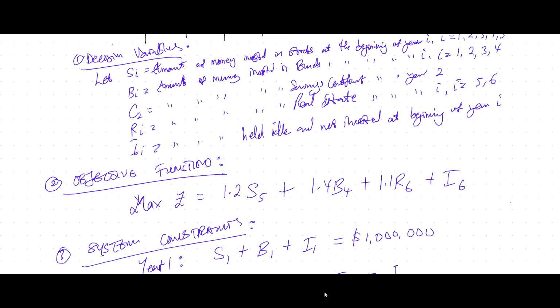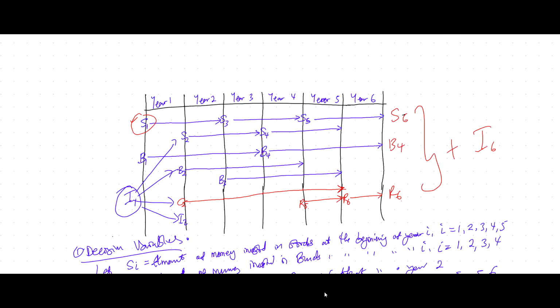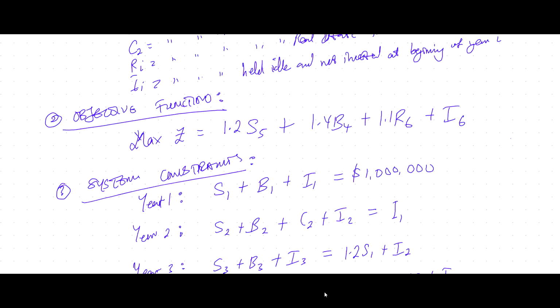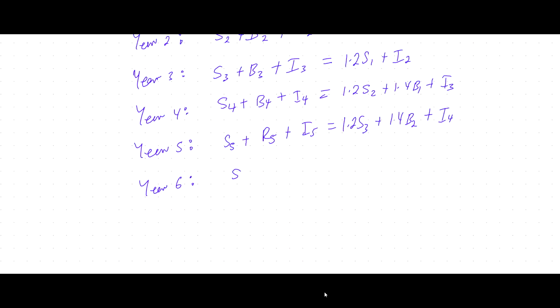Then lastly, we'll have year 6. We can see year 6. We are actually having R6. So only R6 must be invested. So we'll say that R6 must be invested plus I6. How much should we keep idle? And these are all what money will be available.